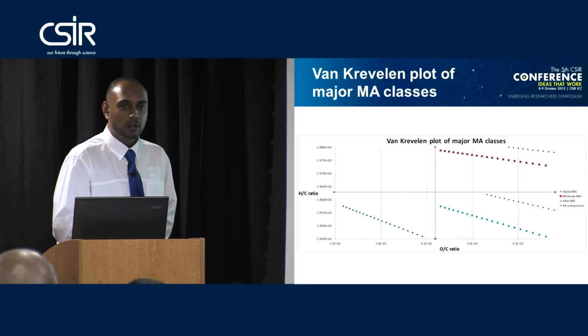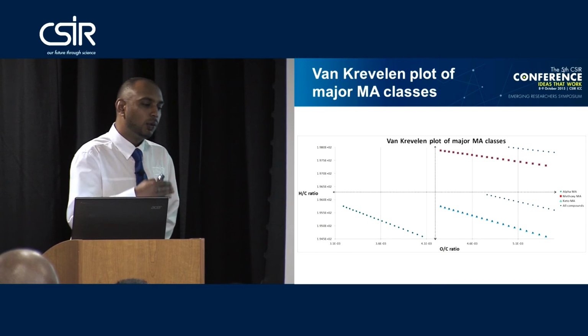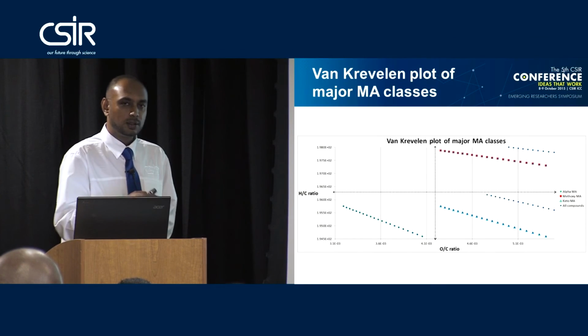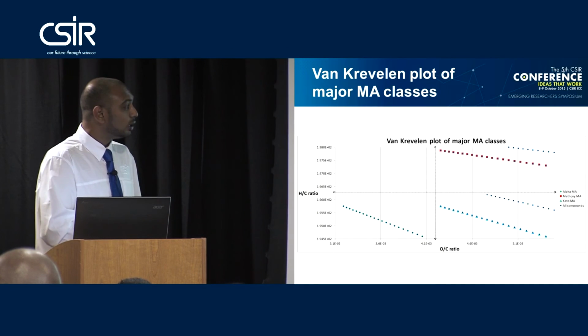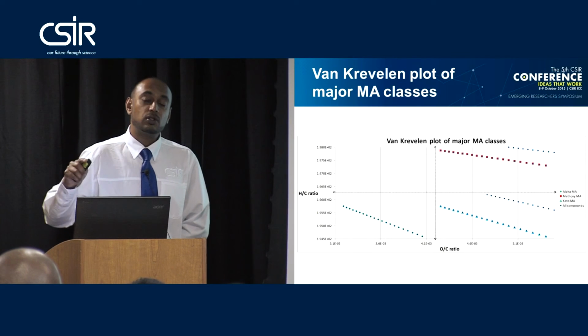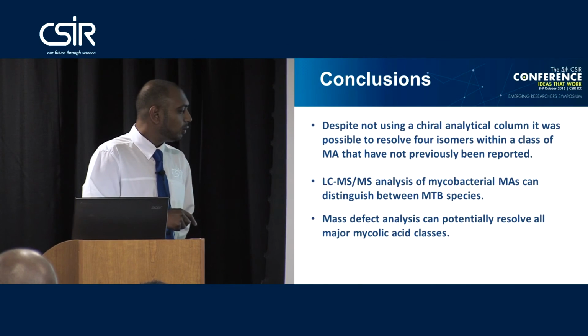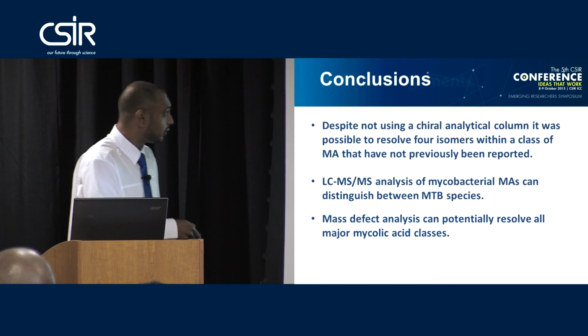the three classes of mycolic acids if one looks at it in this way, and taking into account, if we calculate the mass defect values as well as retention time as well as signal intensity, one can potentially find a difference between even different strains of mycobacteria. So I won't run through any of these conclusions because I've discussed it through the slides and I'm running really out of time now.